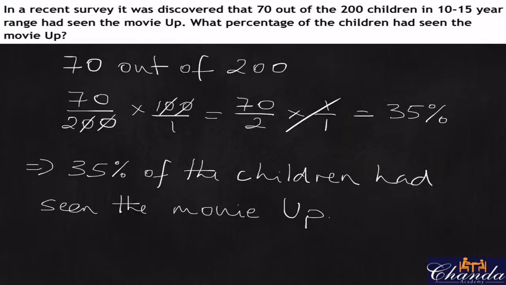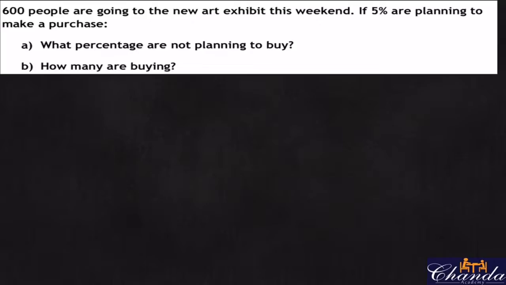Alrighty, now moving on to the next question. This question says, 600 people are going to the new art exhibit this weekend. Now, if 5% are planning to make a purchase, the question says, what percentage are not planning to buy? B, how many are actually buying? Now, before we do anything, let's just underline the most important facts. So we have 600 people going, and 5% are planning to make a purchase. So, part A is what percentage are not planning to buy.